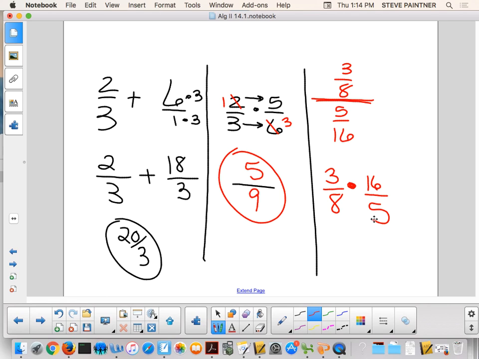Straight across, but you reduce 8 and 16. 8 and 16, once, twice. Answer? 6/5. Yes?